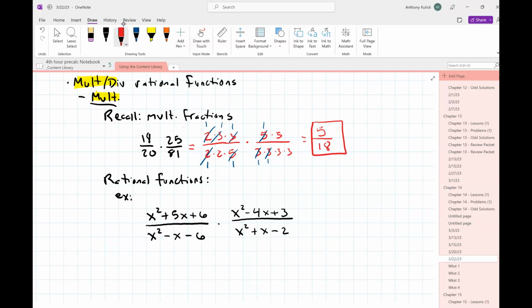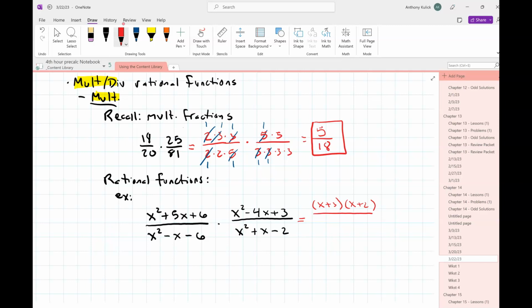What's the first thing we did before? Reduce, but to reduce, what do we have to do? We had to factor, right? So let's start by factoring here. How does x squared plus 5x plus 6 factor? Okay, so x plus 3 times x plus 2.